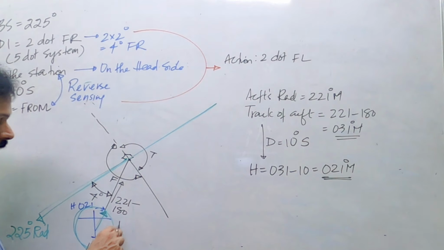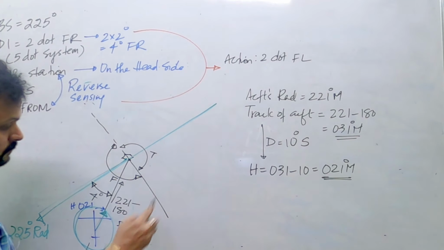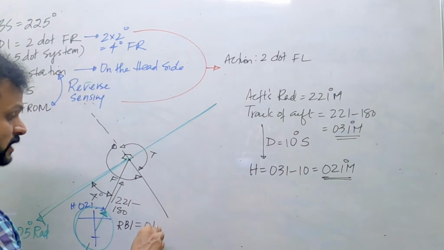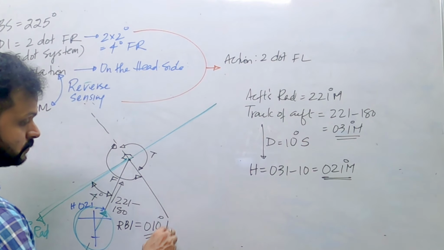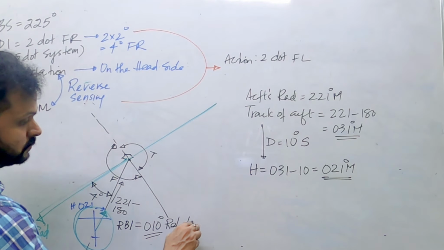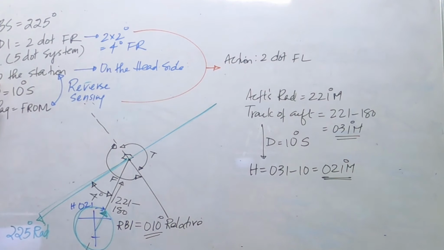So what is the RBI? 010 on RBI. Exactly, 010. Why is it 010 degrees? Because we are flying to the station. Exactly, to the station, and 10 degrees starboard drift. That's right, 10 degrees starboard drift to the station.